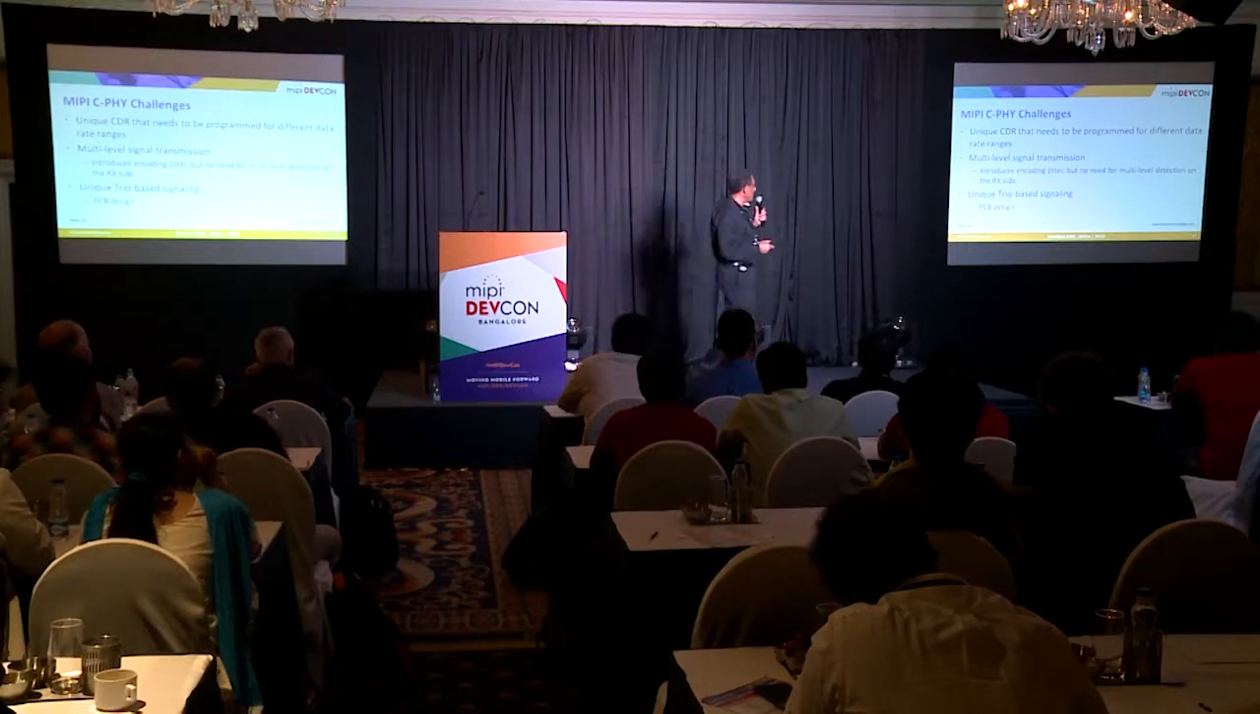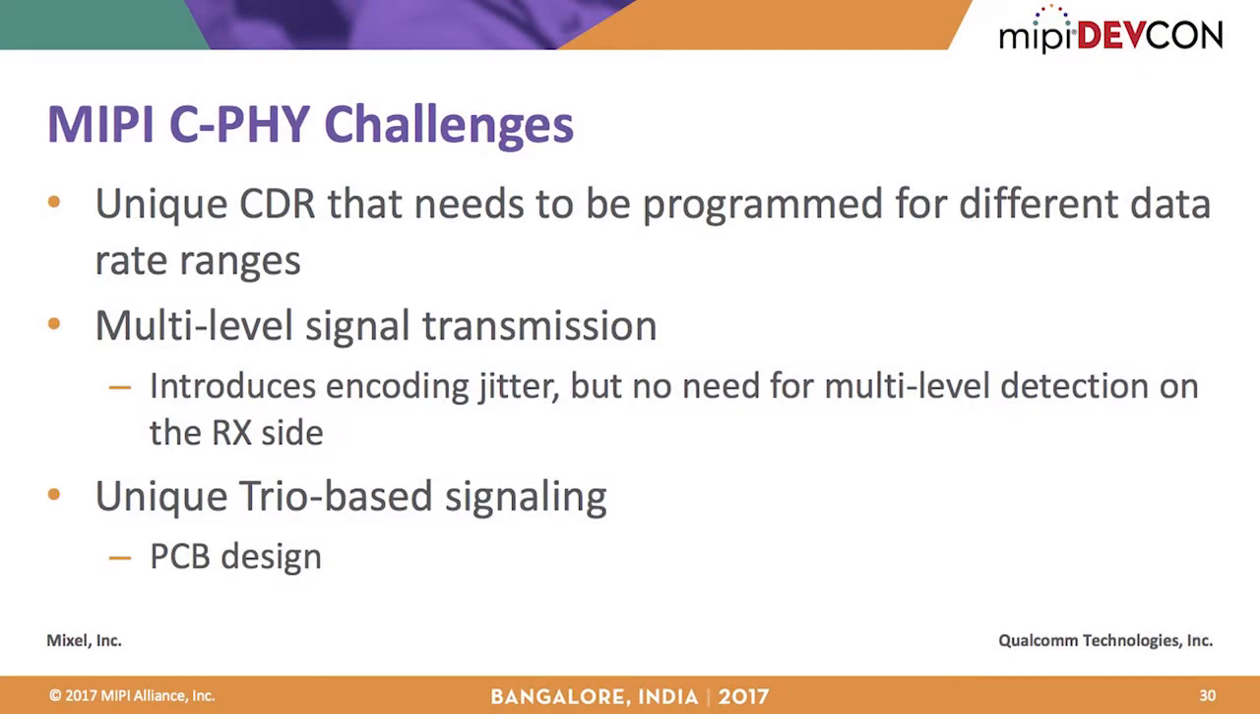Okay, we are running a little bit late, so I'll try to speed up. So CK talked about the challenges. There are certainly challenges to the C-PHY. As we mentioned, the CDR is not trivial and needs to be programmed based on the data rate. You have multi-level signaling, which makes things a little bit more complicated. On the other hand, the receiver is differential, so it's not looking at the difference between the levels, it's just high and low. And of course, you have some challenges on the PCB design as CK discussed.